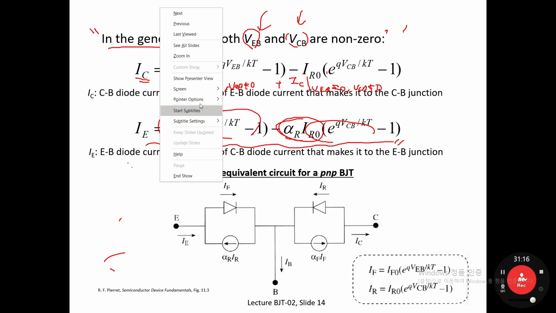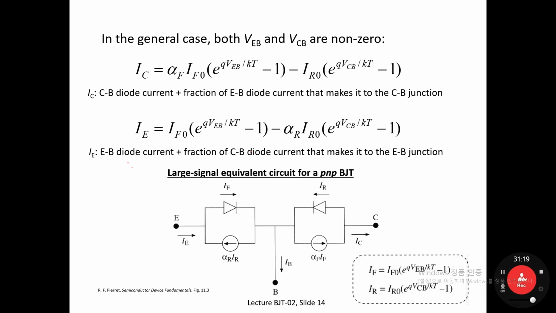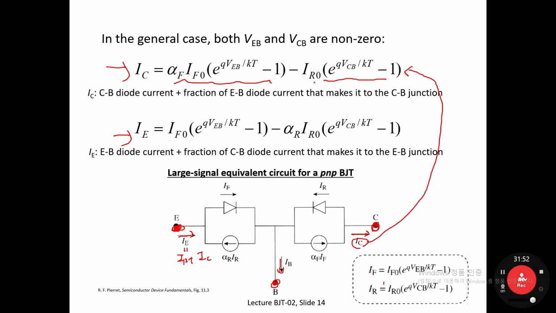Now take a look at these two equations. This is the emitter terminal node, that is the base, that is the collector. The collector current, base current, and emitter current are defined as we have done, IE equals IB plus IC. IC has been written here with two current components. Take a look at this one: IR naught times exponential QVCB over KT minus 1.